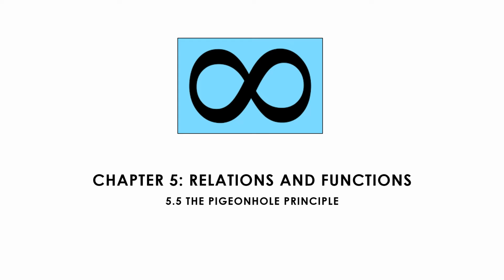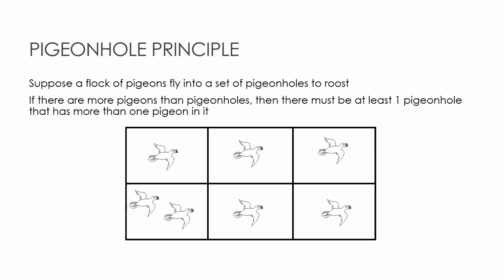This is section 5.5 in your text, the pigeonhole principle. So suppose we have a flock of pigeons that fly into a set of pigeonholes to roost, and if we have more pigeons than pigeonholes, then it stands to reason that there's got to be at least one pigeonhole that has more than one pigeon in it.